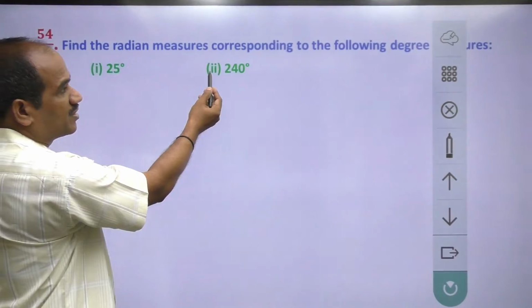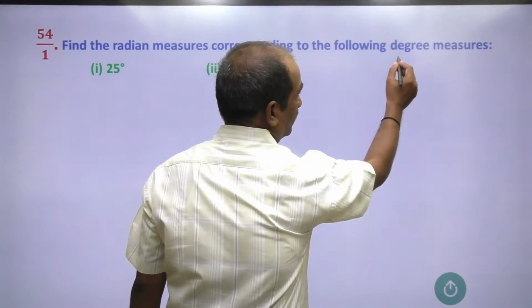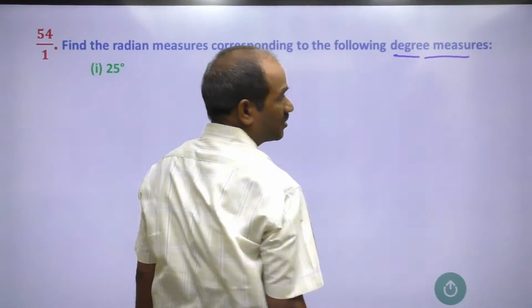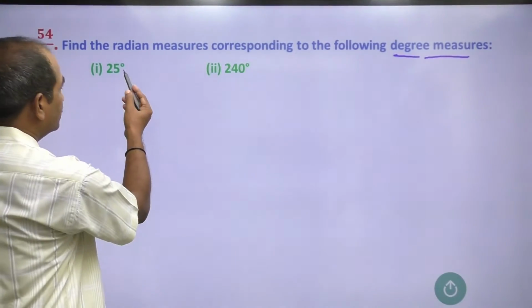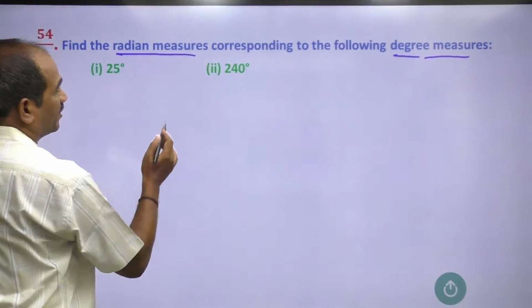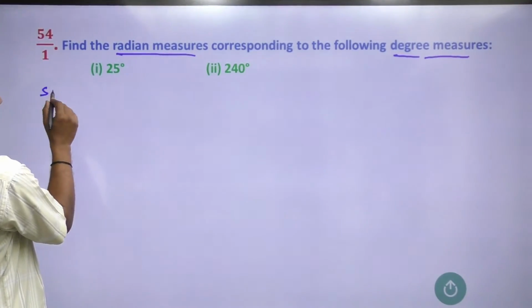Find the radian measure corresponding to the following degree measure. Here, we convert degree measure into radian measure. So first, find the radian measure. Take the first one in this solution.